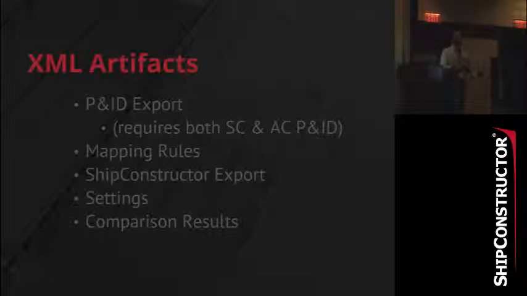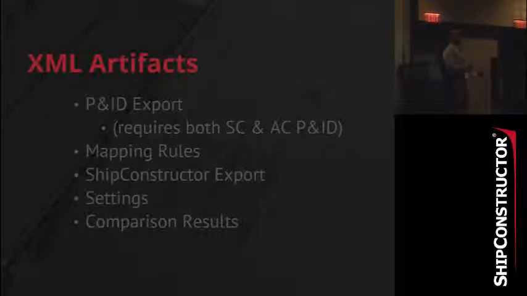We have a P&ID export XML artifact that comes out of the AutoCAD P&ID diagram. So you'll fire up your AutoCAD P&ID. You have to have ShipConstructor installed because you need both in order to actually run that XML export. So you create your P&ID export. You have your mapping rules set up. You do it before or after you've done your modeling, whatever you choose, but it requires some forethought. You make that XML file.